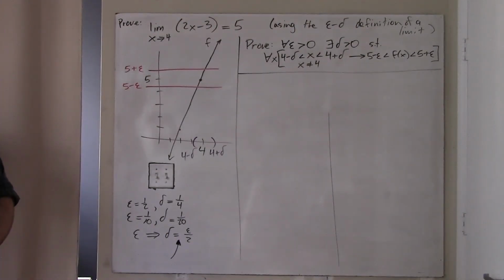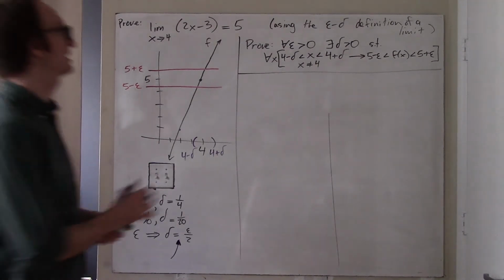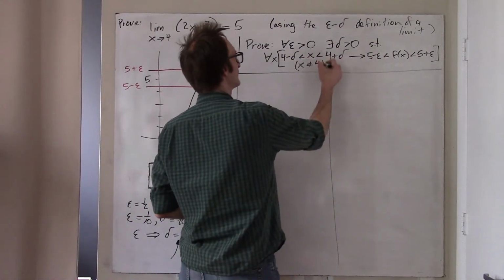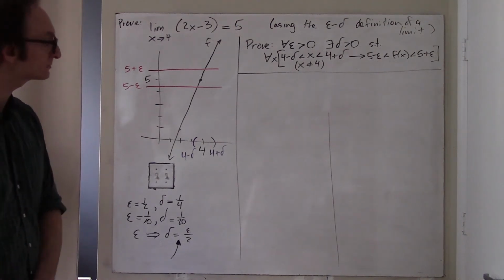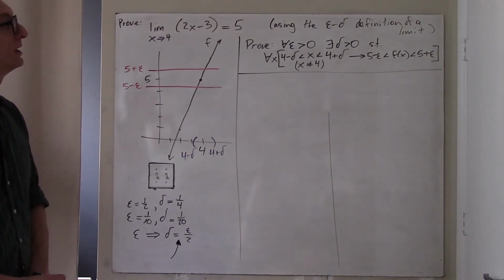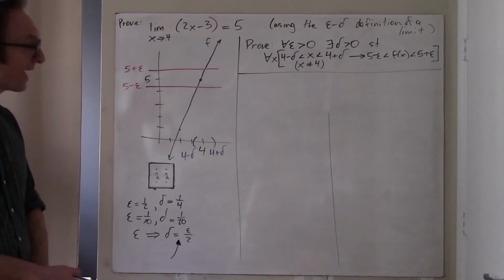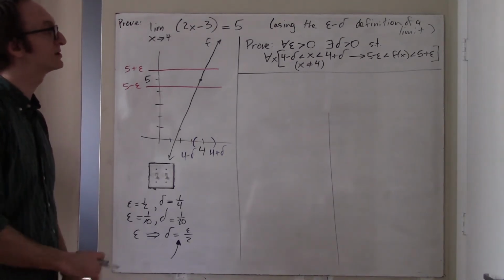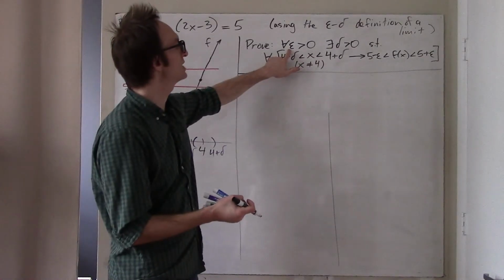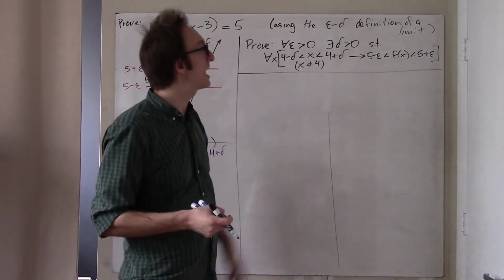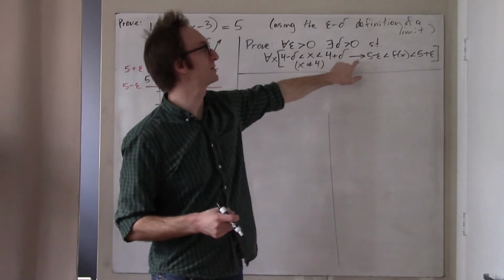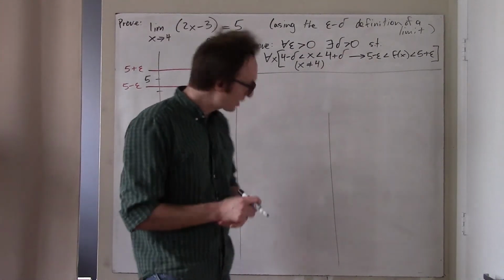Okay, and here in parentheses, floating out here, is the fact that let's just not talk about 4 itself. Great. Well, so what's going to happen? I'm going to receive a challenge, and then I'm going to respond. And then I'm going to prove that my response always works. This arrow means if-then.